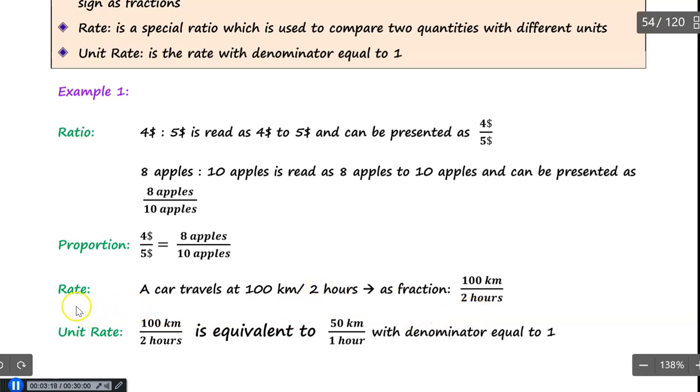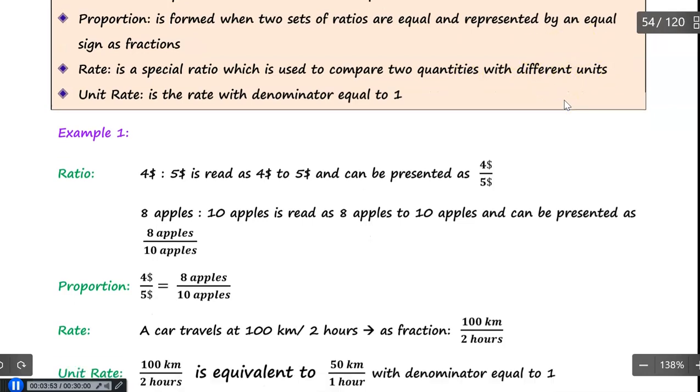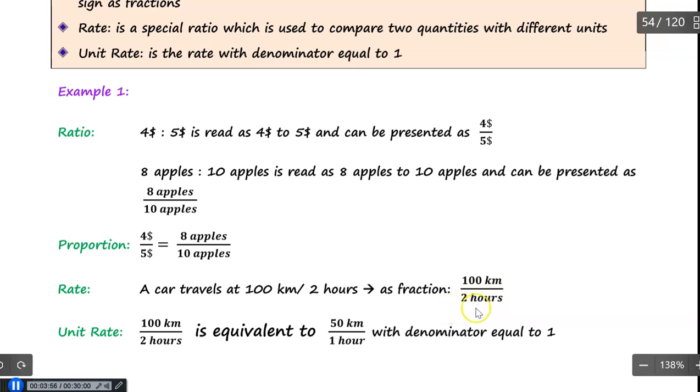An example of a rate is a car traveling at 100 km per 2 hours. If I want to represent it as a fraction, I can write it as 100 km per 2 hours. So the definition of rate is a special ratio which is used to compare two quantities with different units. Don't forget that. Ratio is a comparison of two or more quantities with the same unit, but a rate is a special ratio we use to compare two quantities with different units, and often the denominator is measured as time.